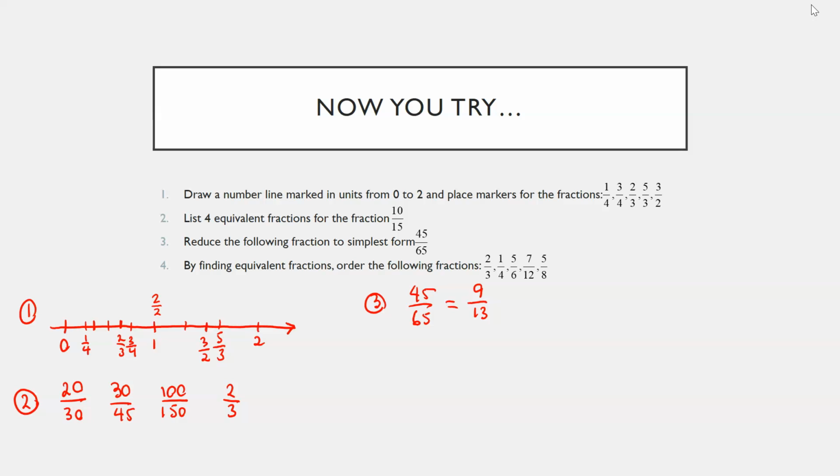All right, now, question 4 does involve a little bit of work. We've been asked to find equivalent fractions to help us order the following fractions. So what I need to do is rewrite each of these with the same denominator to allow me to order them easily. Looking at the denominators, I have 3, 4, 6, 12, and 8. So the highest common factor of those numbers is 20.